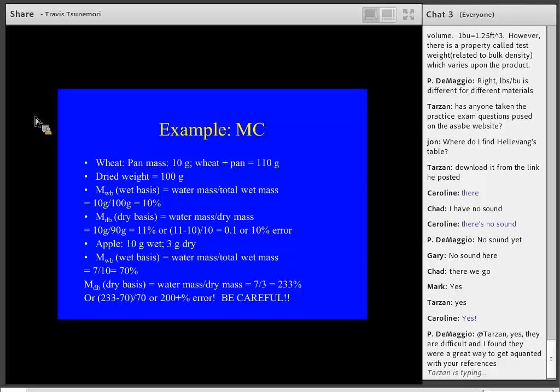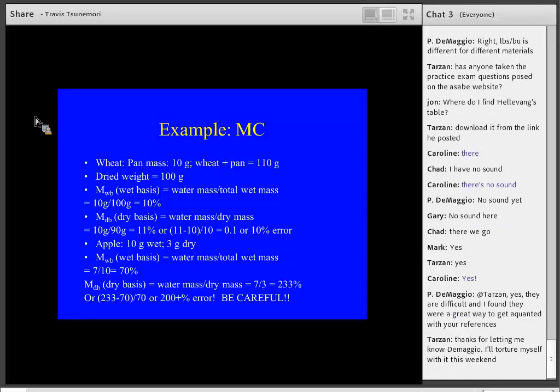So the standard moisture content on wet basis, or the little m that we had before, is simply the water mass divided by the total mass. Well, what was our total mass? Our total mass, the pan plus the wheat, is 110. Take the pan away, that's 10 grams. So we got 100 grams of wet wheat, so to speak. And how much moisture did we take out? Well, 110 minus 100, we took out 10 grams. So 10 grams of moisture taken out of 100 grams of original wheat. We got a 10% wet basis moisture content.